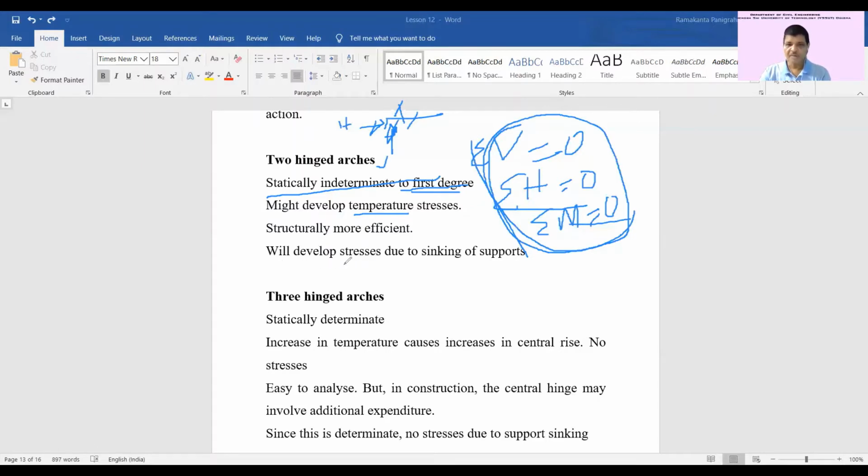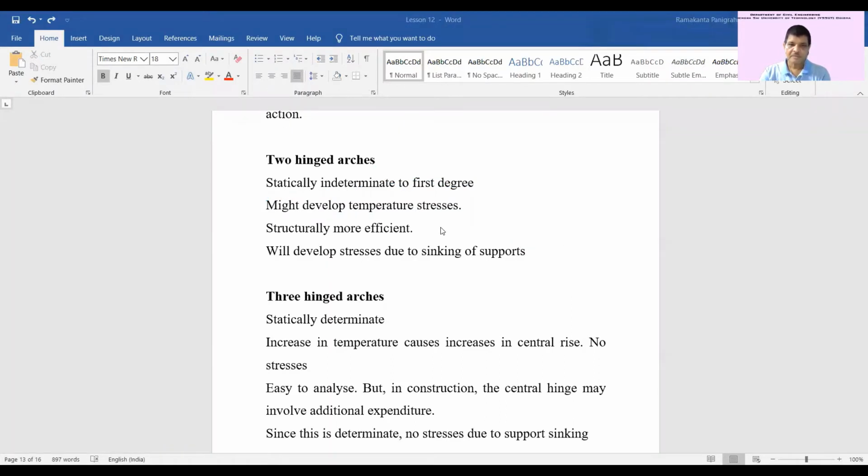There are also stresses developed due to sinking of supports. If there is some support sinking, or some settlement of the supports, then stresses will also develop in these arches.